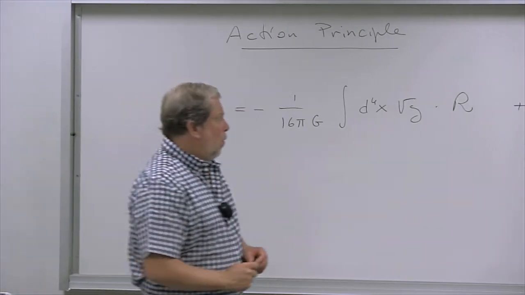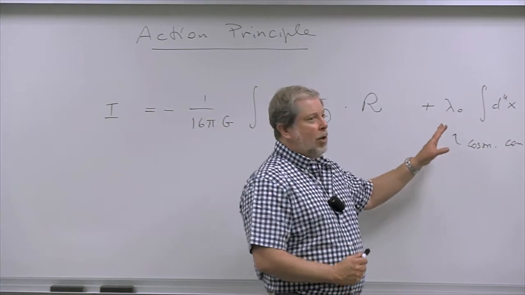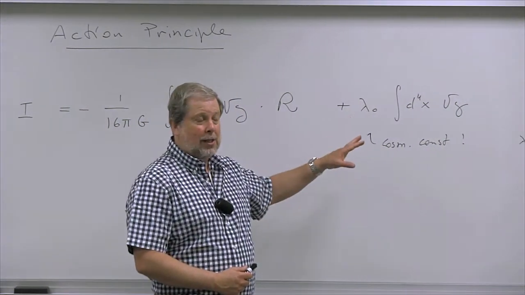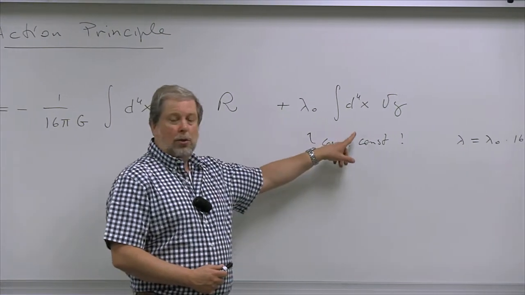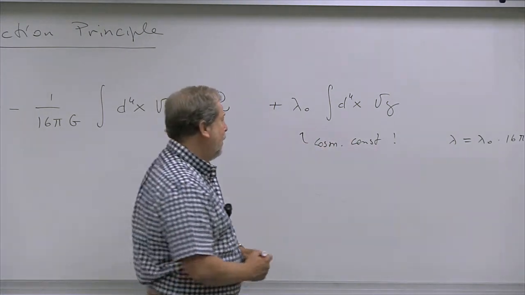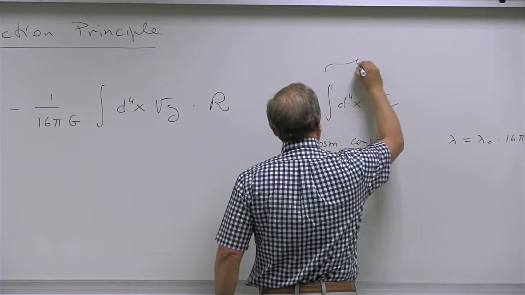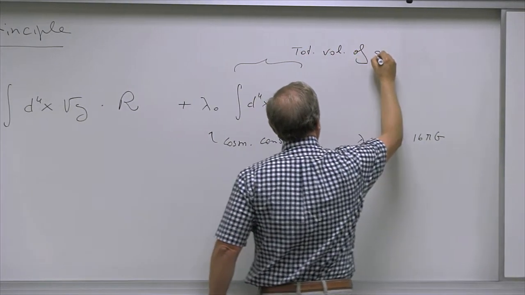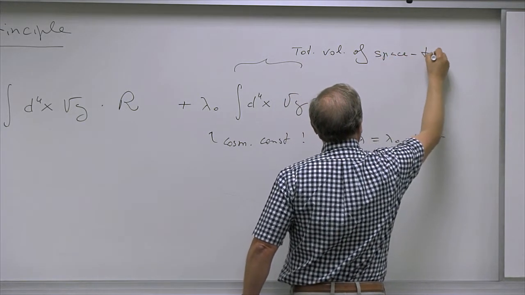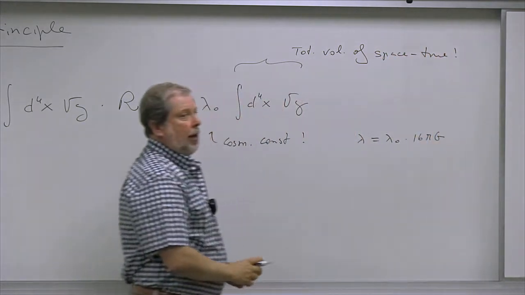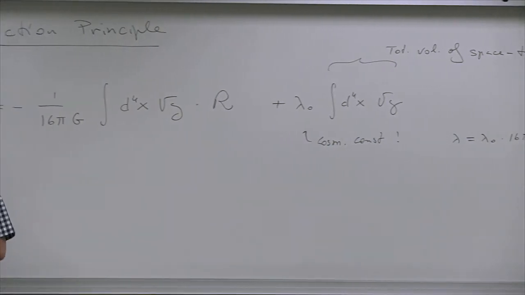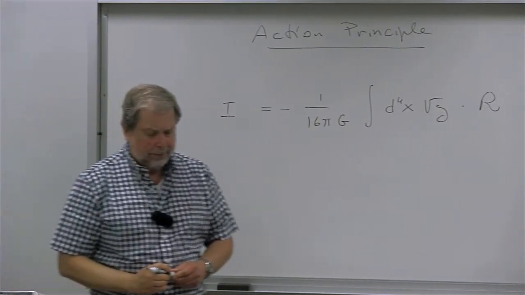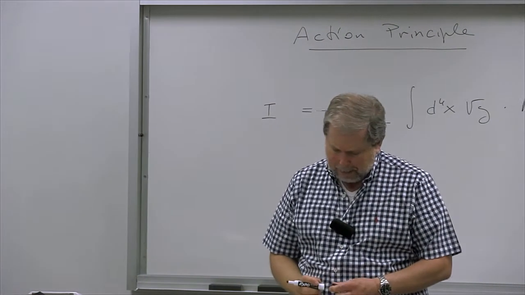And so what is the interpretation of the cosmological constant in this context? Well, it just multiplies the total volume of space-time. And that is certainly an invariant, and so it's a legitimate term.